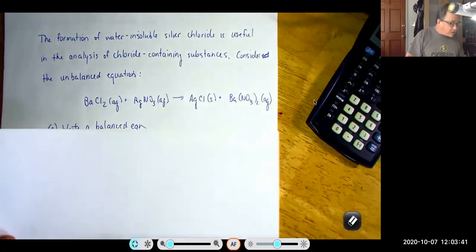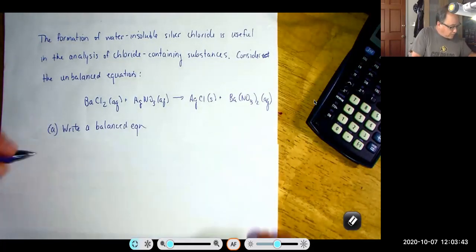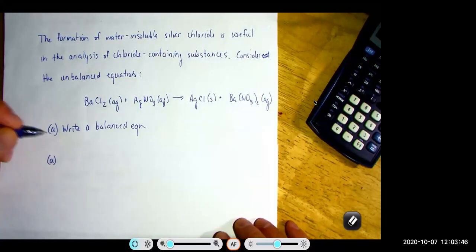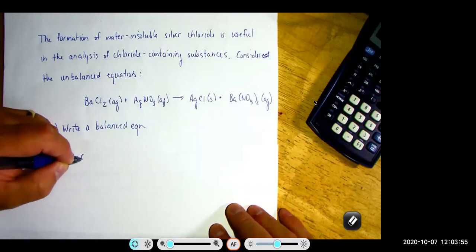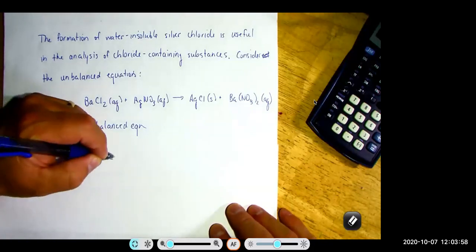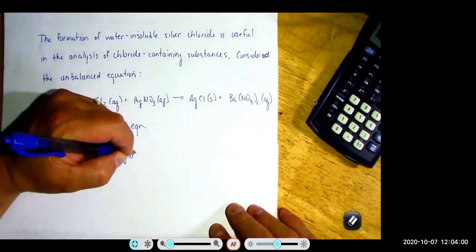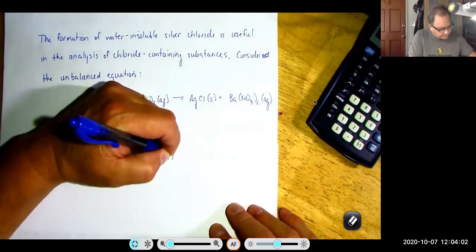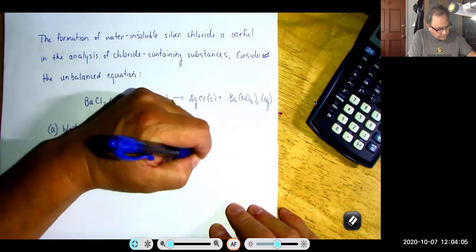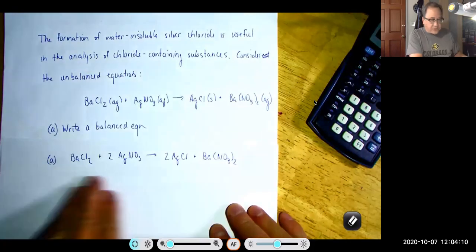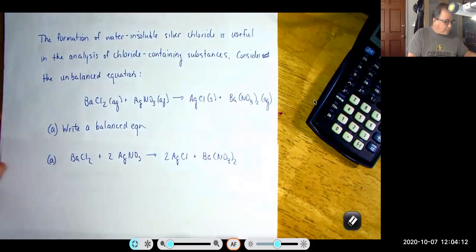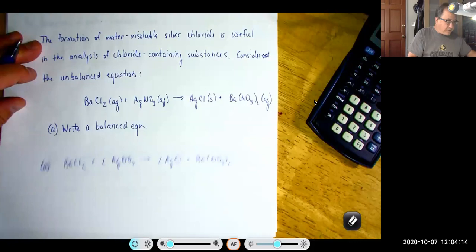Okay, so what's the balanced equation? You put a 2 in front of the silver nitrate, and you put a 2 in front of the silver chloride. Good. You can see that I've left the states off because we're just worried about balancing it. Okay, so I'm going to move everything up a little bit.